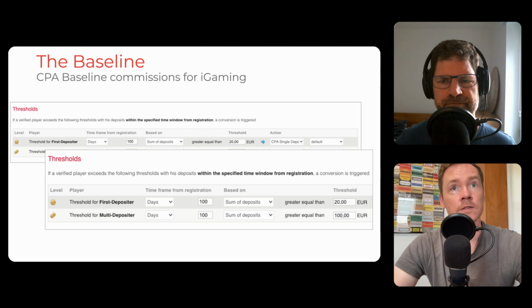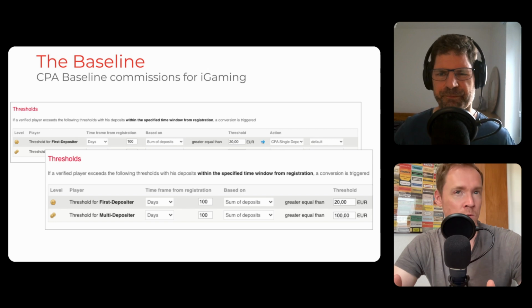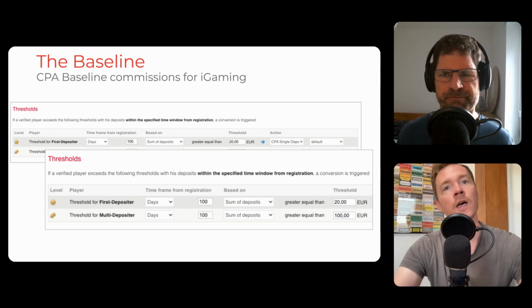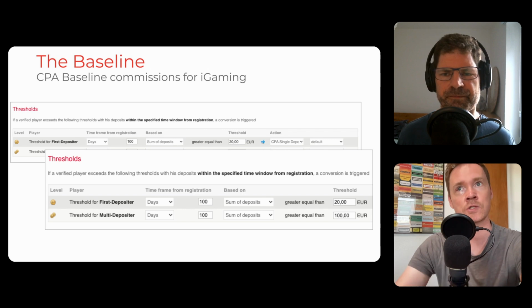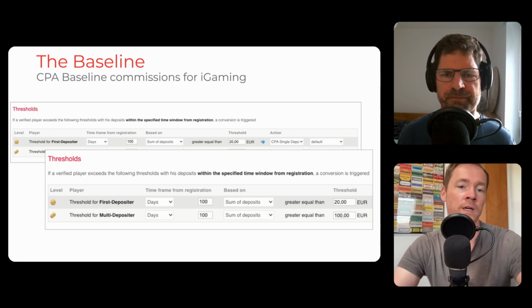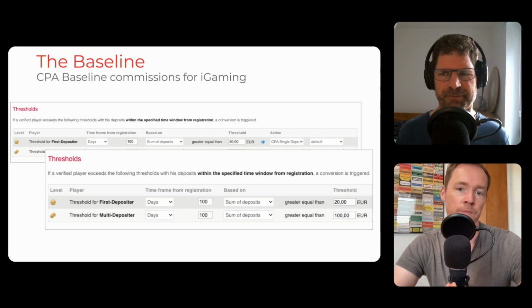At the end of this, a specific conversion will be triggered that follows the usual way of our commission model. So you define thresholds on the left side, and the system creates conversions on the right side, following the normal event-based pricing that you can set in the commission model.